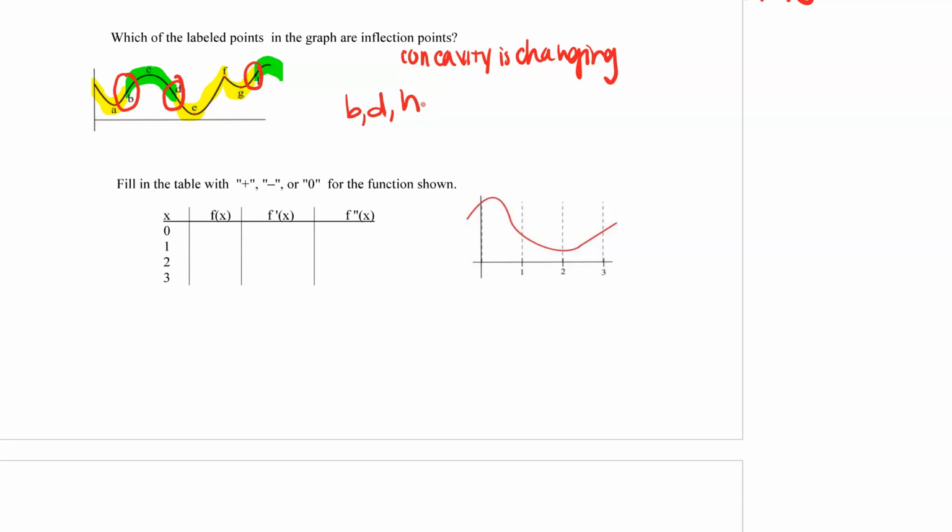Next one has us looking at quite a bit. It says fill in the table with positives and negatives or 0 for the function shown. So first thing I want to do is let's look at 0 and let's fill in our f of x.